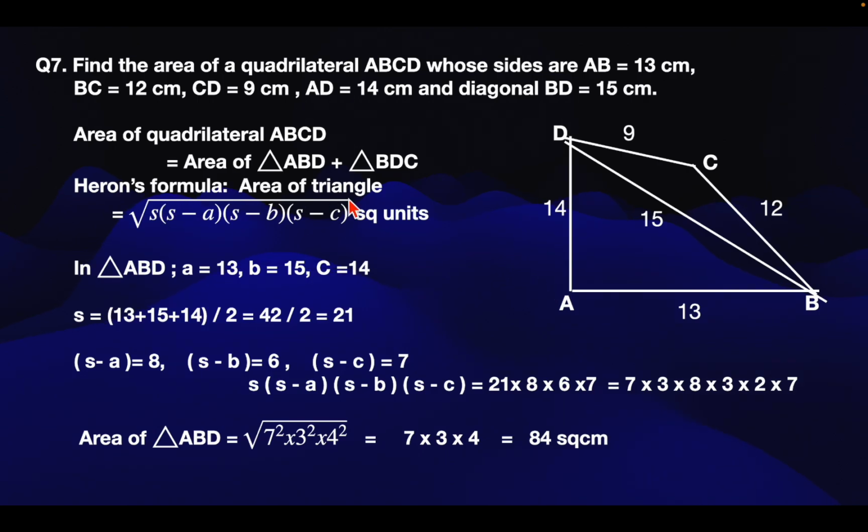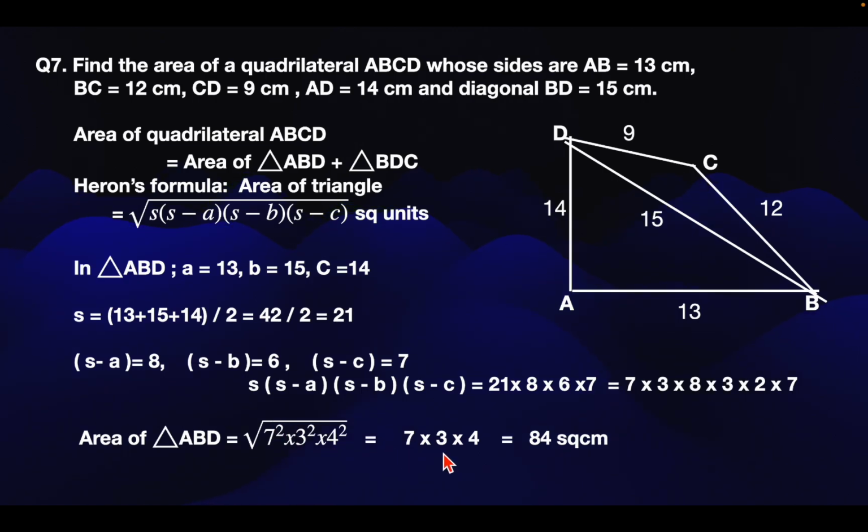So here, let's use Heron's formula. Let's take triangle ABD first. A is 13, B is 15, C is 14 here. So S is equal to 13 plus 15 plus 14 divided by 2. That is 42 divided by 2, that is 21. S is 21. Let's find S minus A: 21 minus 13 is 8. 21 minus 15 is 6. 21 minus 14 is 7. Then evaluate this expression. Write it in square form. So the area will be square root of 7 square into 3 square into 4 square.